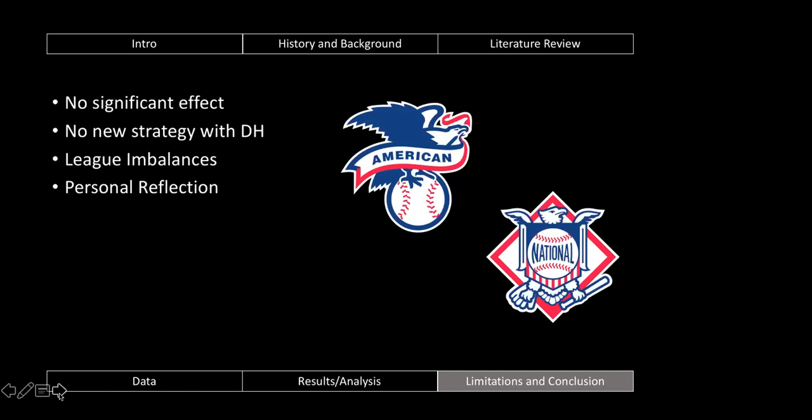If I would have seen that the designated hitter did have a significant effect, I would say otherwise and say that I believe that the major league should go to one rule or the other to equalize play, but that's not the case.